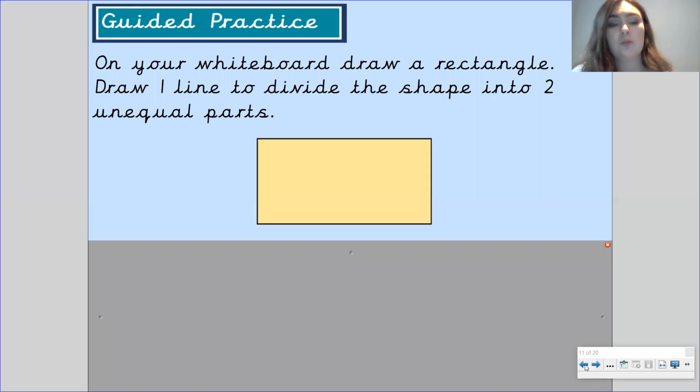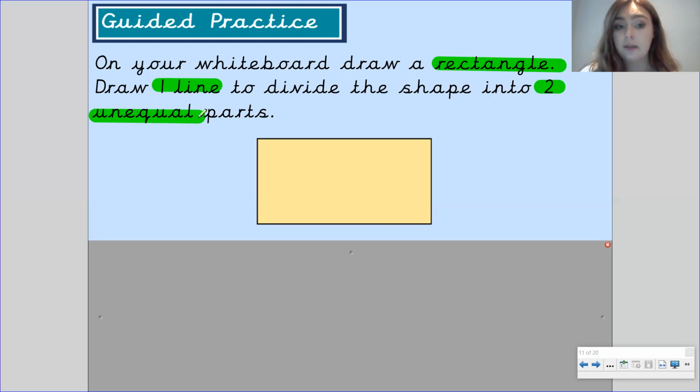Okay, let's have a look at the next one. So on your whiteboard, you need to draw a rectangle again, and you're going to draw one line to divide the shape into 2 unequal parts. So what do we mean by the word unequal? Pause the video to have a think.